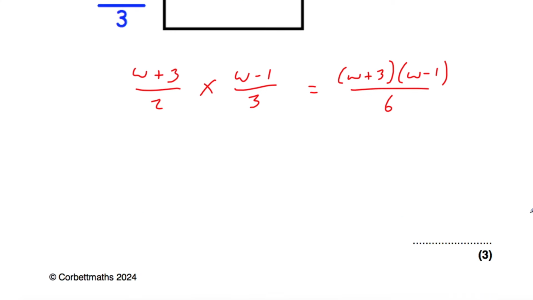And actually, I probably would leave my answer like that, as (w + 3) in brackets and then (w − 1) over 6. So that could be the answer. Alternatively, you could expand this and see what you get.